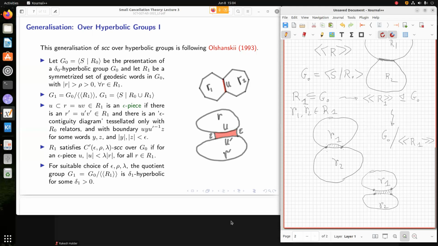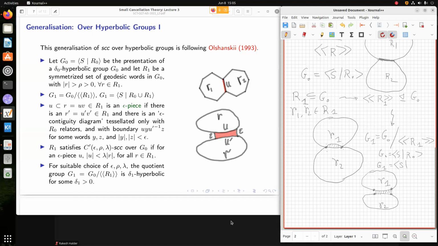You see, what is the quotient? Quotient is of G naught. Now, what is G naught? G naught is S and R naught. Then if I take a quotient of G naught further with R1, and if I call this group G1, G naught quotiented by R1, then what would be the presentation of G1? What would be the presentation of G1? It would be S. Okay, generating set would be S, right? The same thing.